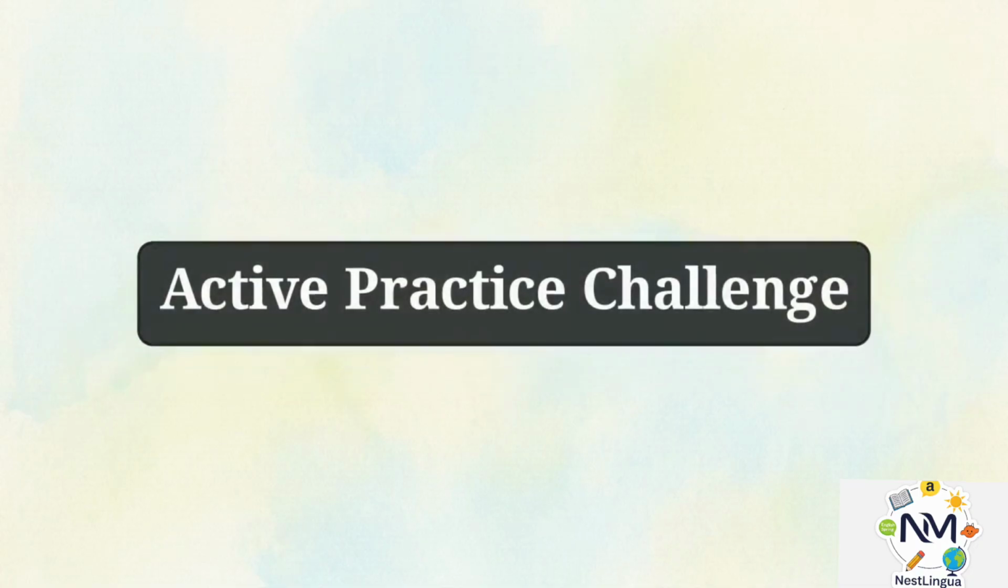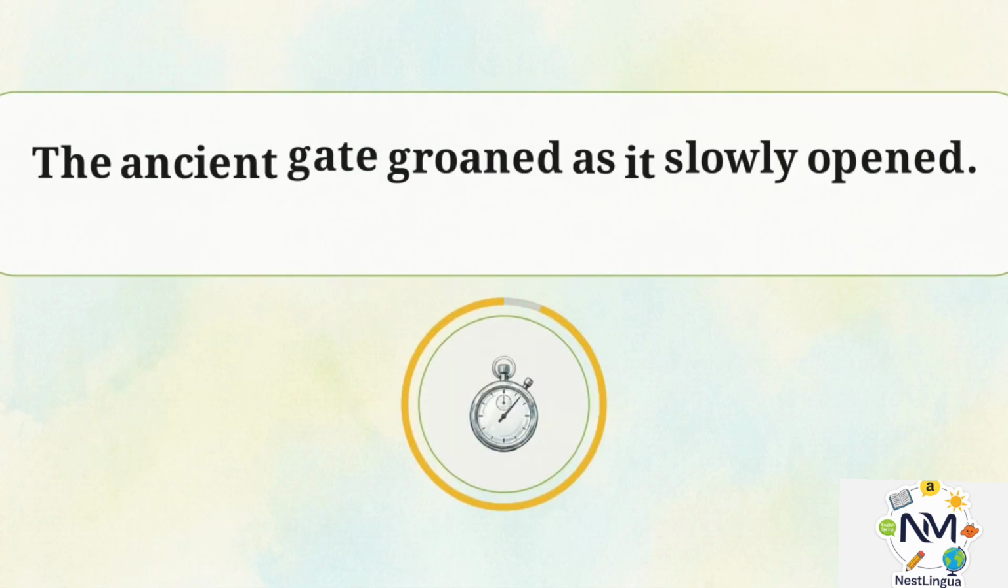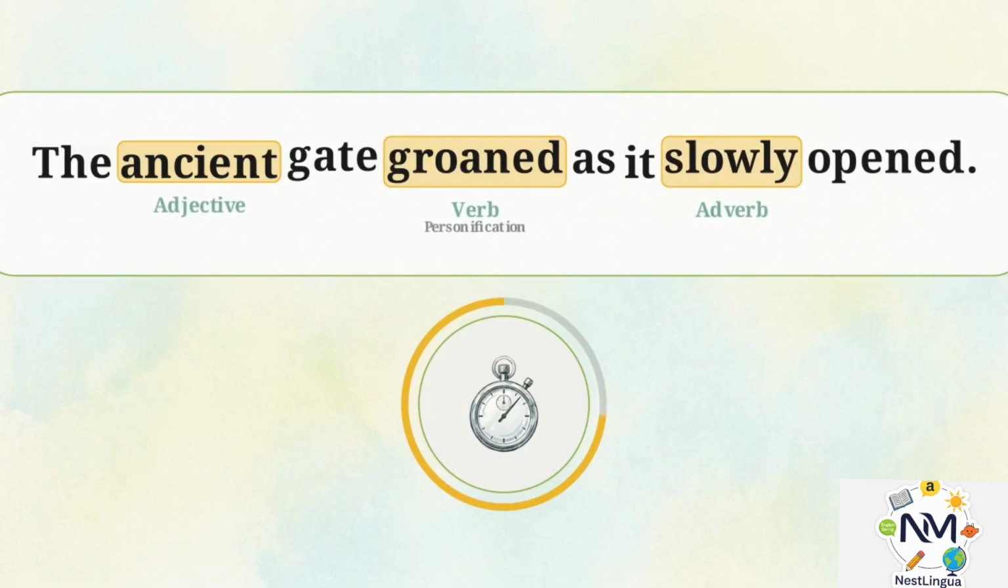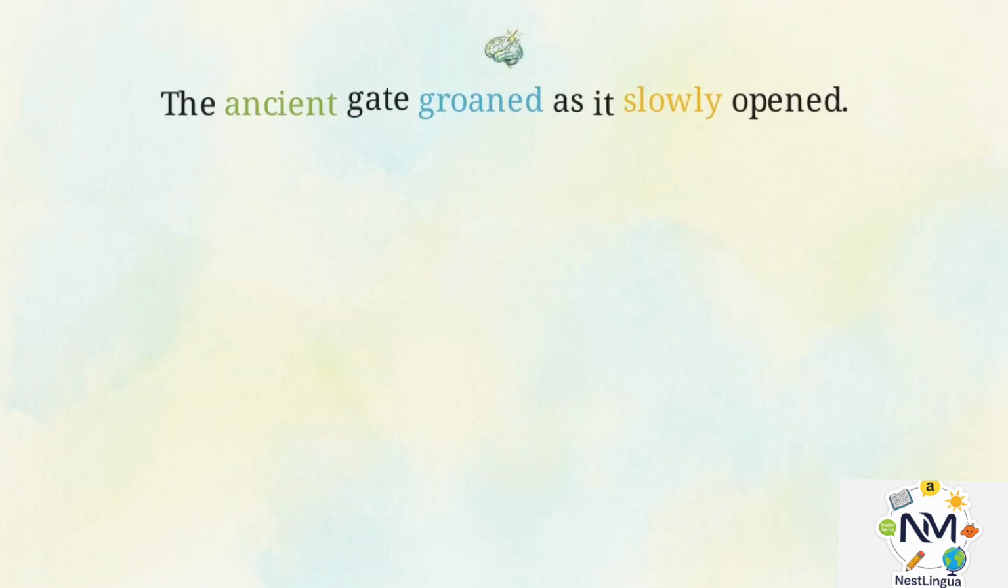Let's test this. Here is a target sentence. The ancient gate groaned as it slowly opened. Pause the video for 30 seconds and apply the formula. Focus your analysis on these specific words. Break down exactly what they do. Repeating this step-by-step breakdown builds the analytical skills needed to replace vague observations with the specific evidence required for top marks. Here is how the formula maps out.